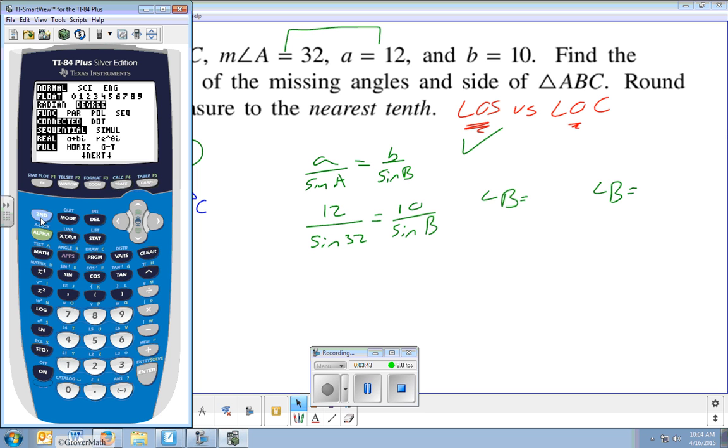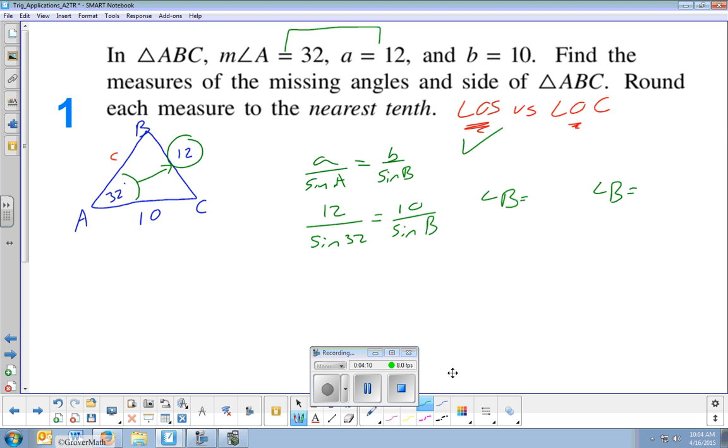And let me just do a quick check. I'm on degrees. 10 times sine 32, and it's going to be that divided by 12. And that's going to get me sine B is 0.4415, but we got to do second sine, second answer to get angle B is 26.2. We'll just say, yeah, I guess we got to round to the nearest tenth for these questions here. So we'll go with 26.2.